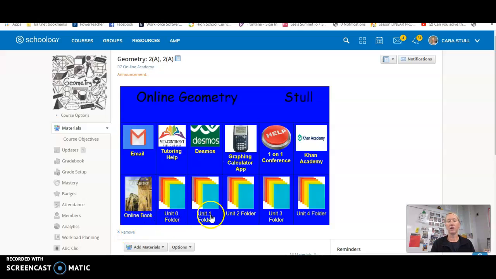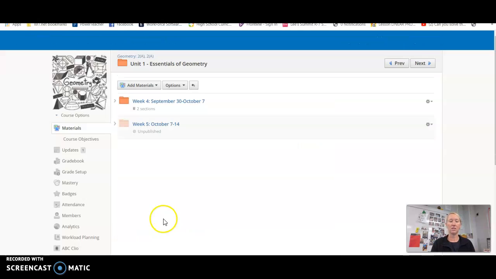So the Unit 0 folder you don't have to worry about. We are in Unit 1. We are starting in week 4. I open my folders on Wednesday and they are due the following Wednesday. Since today is Thursday, I opened this folder yesterday. I try to get them open by noon.